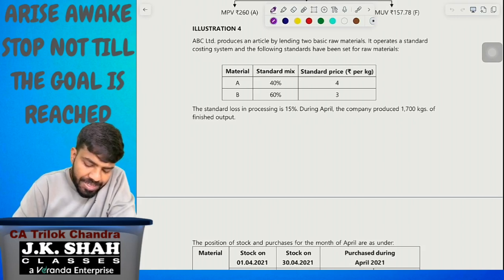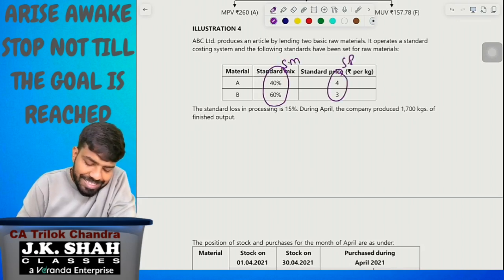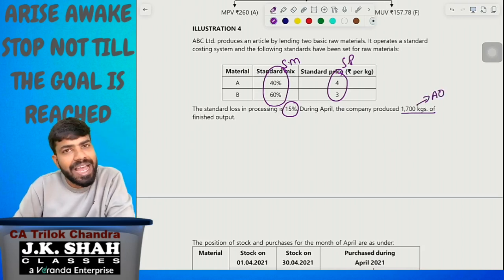Material A, B, standard mix 40%, 60%, standard price 4 rupees, 3 rupees. So this is the standard mix, and this is the standard price per kg. Next, the standard loss in processing is 15%. During April, the company produced 1,700 kgs of finished goods. So this 1,700 kgs is the actual output.